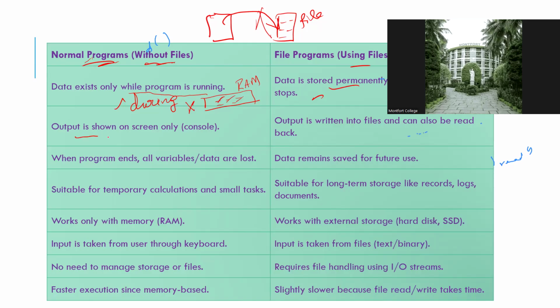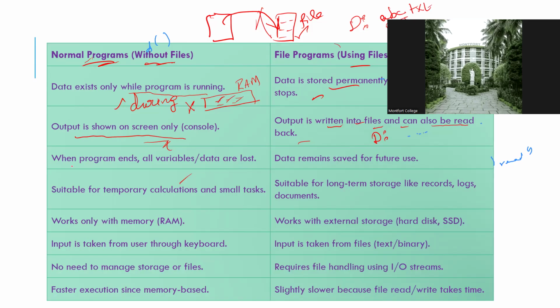Coming to the second case, output is shown on the screen console. Yes, of course. But in this case, we have to go to the destination. For example, I have stored that file in D colon, so I have to visit the D colon directory. The output is written into the file and can also be read back. So this is the file I have written. It will be stored in D colon somewhere under the name abc.txt, a text file that I can open and see the content I have written. In output also we have a difference.